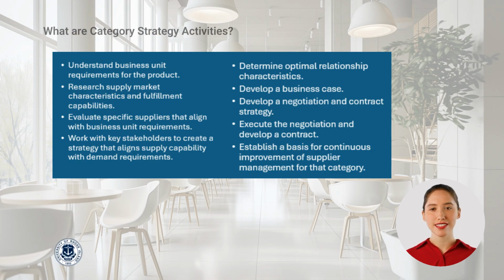Category strategy is not a single action. It's a sequence of coordinated activities. It starts with understanding business unit requirements, followed by researching supply market characteristics and supplier capabilities. Firms then evaluate suppliers that best align with those needs and collaborate with key stakeholders to design a strategy that matches supply capability with demand requirements. From there, organizations determine optimal relationship structures, build a business case, develop negotiation and contract strategies, execute agreements, and establish mechanisms for continuous improvement. This makes category strategy both analytical and relational. It requires data, but also collaboration.